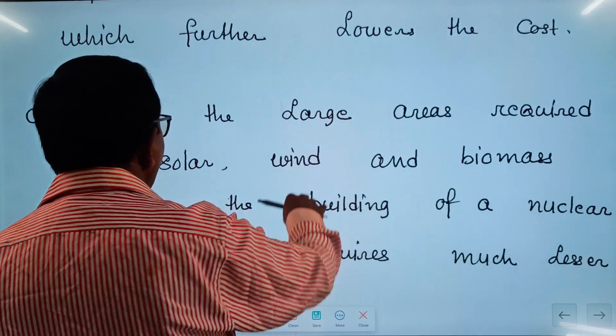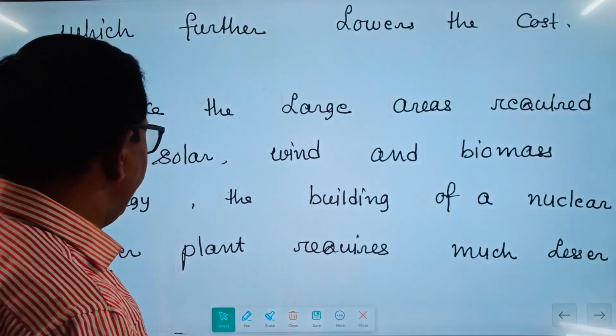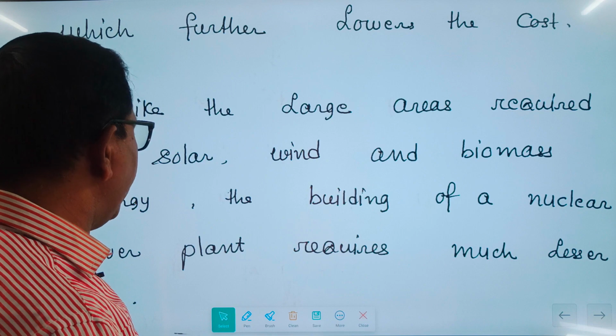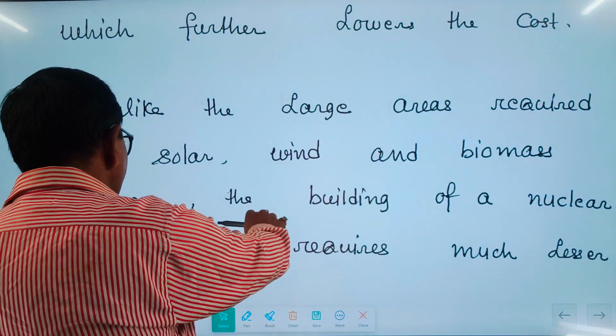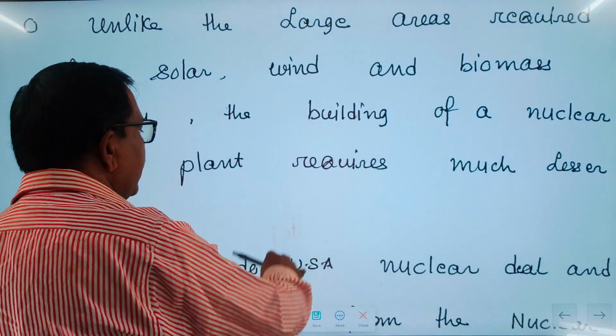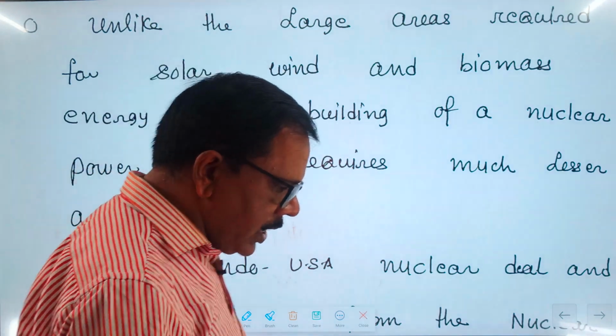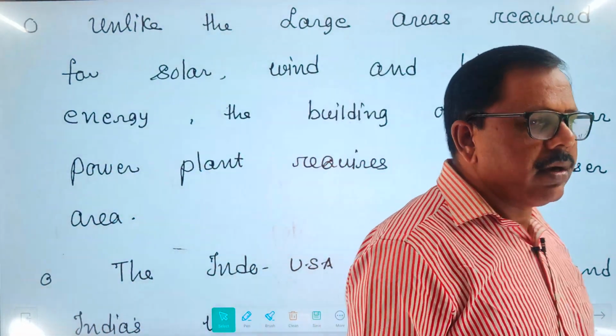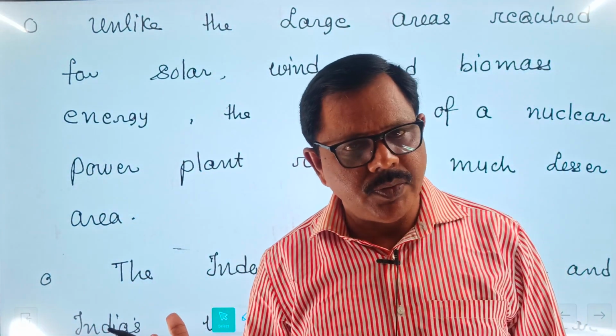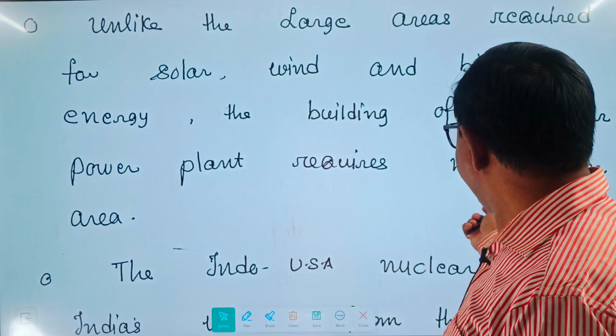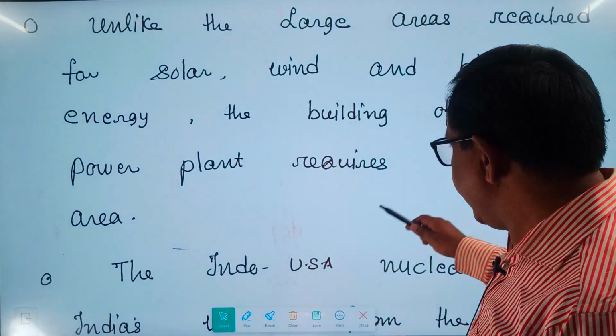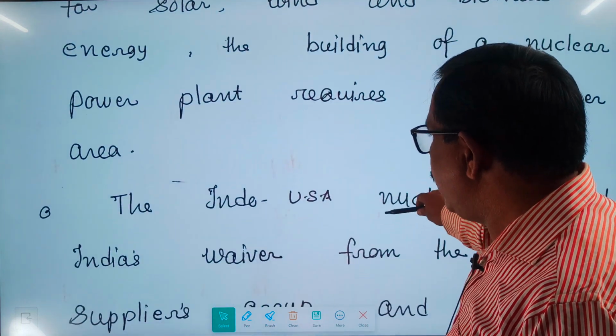You further write, unlike the large areas required for solar, wind and biomass energy, the building of a nuclear power plant requires a much lesser area. This is also a hard fact. In comparison to other sources of energy, it requires a lesser area. Okay. Now the advantages.